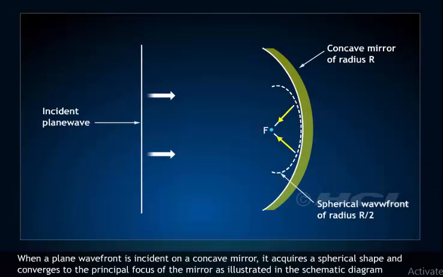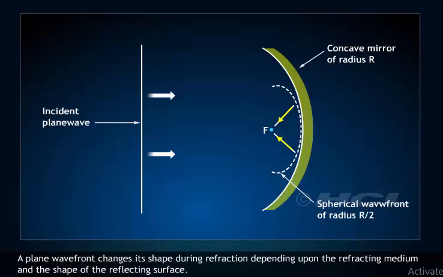When a plane wavefront is incident on a concave mirror, it acquires a spherical shape and converges to the principal focus of the mirror, as illustrated in the schematic diagram. A plane wavefront changes its shape during refraction depending upon the refracting medium and the shape of the reflecting surface.